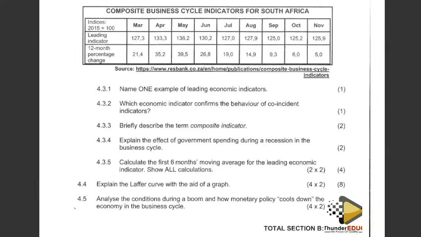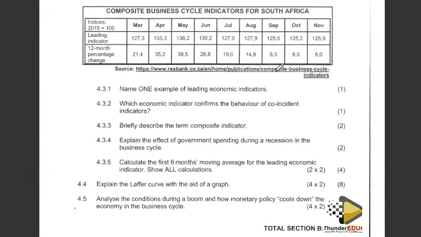The next question we have is 4.3, and 4.3 reads as follows. Study the information below and answer the questions that follow. Now we are given the table there, so we have to study the table given. We have composite business cycle indicators for South Africa.